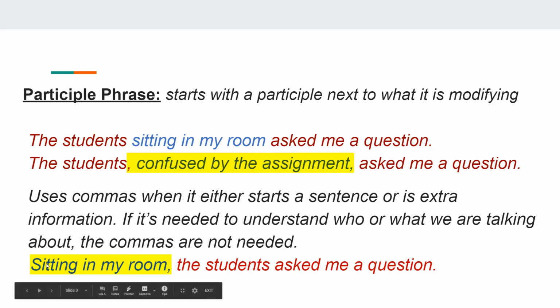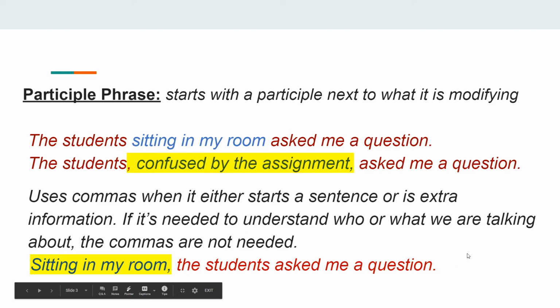First, if you use a participle phrase to start a sentence, always use a comma. Sitting in my room, comma, the students ask me a question. Same thing when we use a participle phrase or prepositional phrase, even when we get to complex sentences with what we're going to call subordinate clauses, you always put a comma after that phrase that starts the sentence. So if we're starting the sentence, we definitely use the comma.